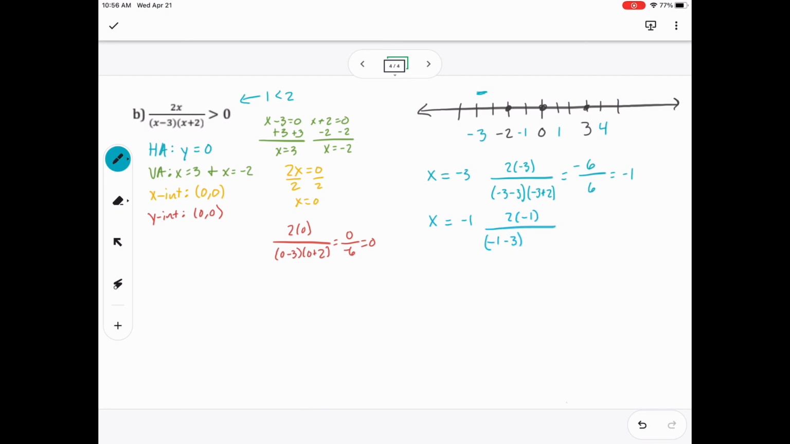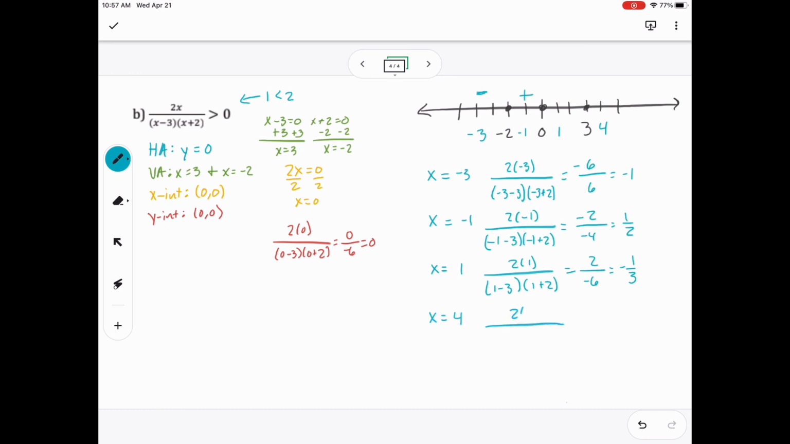I'll plug in -1. And then that gets me a positive value. I'll plug in 1 here for the next section. That gets me another negative value. And then I'll plug in 4 here, and that gets me a positive value.